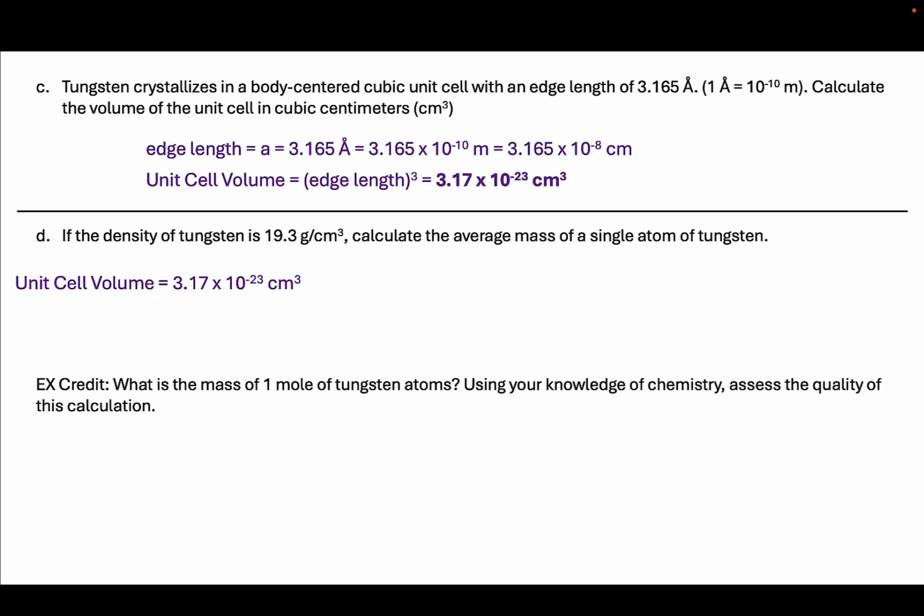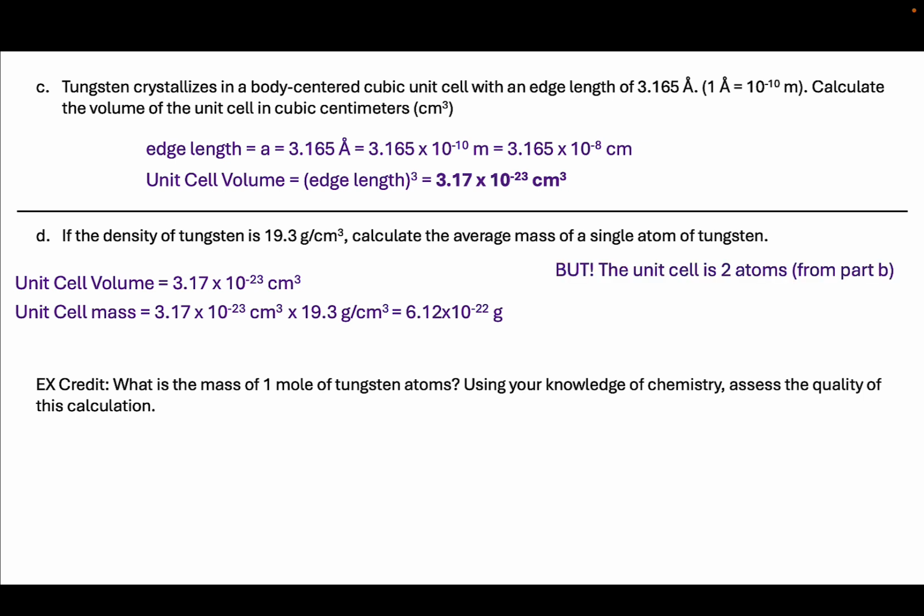Here we need to rely on the fact that we've already calculated the unit cell volume. The unit cell has a volume of 3.17 times 10 to the negative 23 cubic centimeters. We know the density is a certain number of grams per cubic centimeter, and we know the volume we're looking at. So we can simply use our density formula or conversion to get the mass within this unit cell, and that's going to be 6.12 times 10 to the negative 22 grams. Pretty small amount, but this is on the order of just 2 atoms. We have to remember that this unit cell contains 2 atoms: 1 corner atom and 1 central atom.